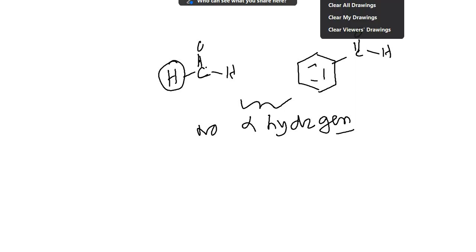But look at it. It's called an aldehyde. Or look at this, this is known as a ketone. This is the alpha carbon, this is the alpha carbon, this is the alpha carbon. This alpha carbon contains three hydrogens. In this case also, the alpha carbon contains three hydrogens.